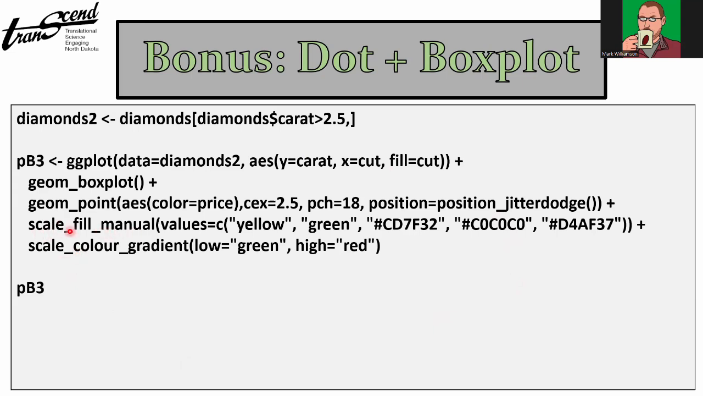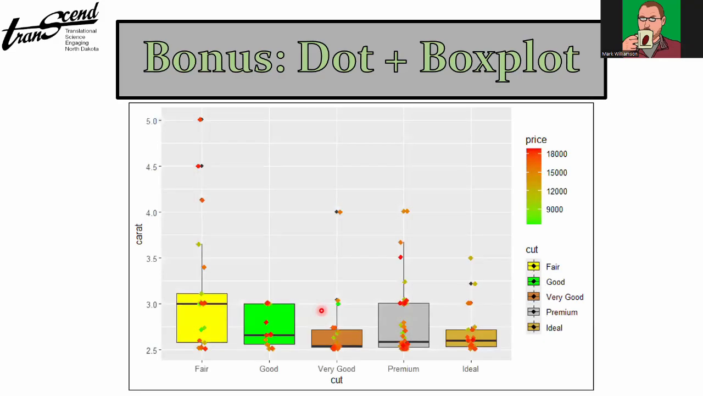And then we're going to do scale fill manual to manually fill in the different box categories, again using the same categories we used for the violin plots. And then scale color gradient, color the different points because those are by price. Low being green, high being red. And with all that together, we have a very detailed plot.